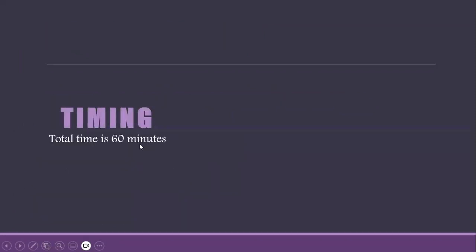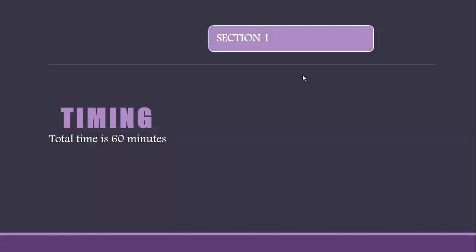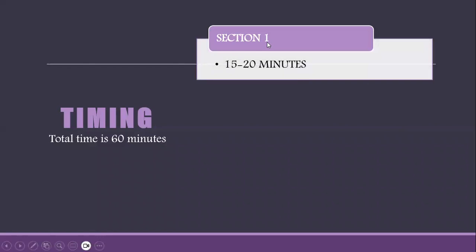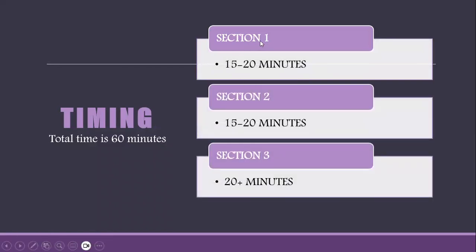The timing here, as I said, is going to be 60 minutes in total. But again, you need to divide it, because we're going to have 3 sections. Section 1 is the easiest, that's why most of the time we try to give it only 15 minutes. Section 2 and section 3 are going to be a bit harder, so we need to give them more time, especially section 3.